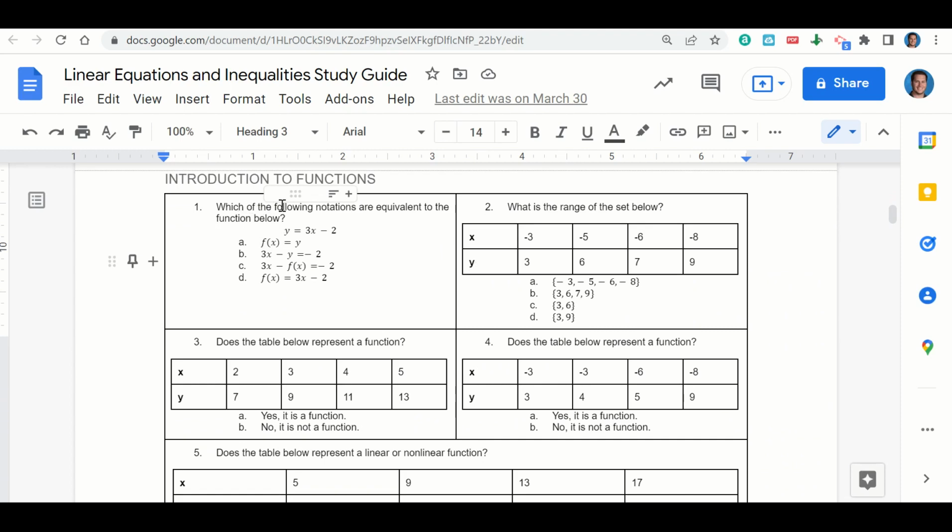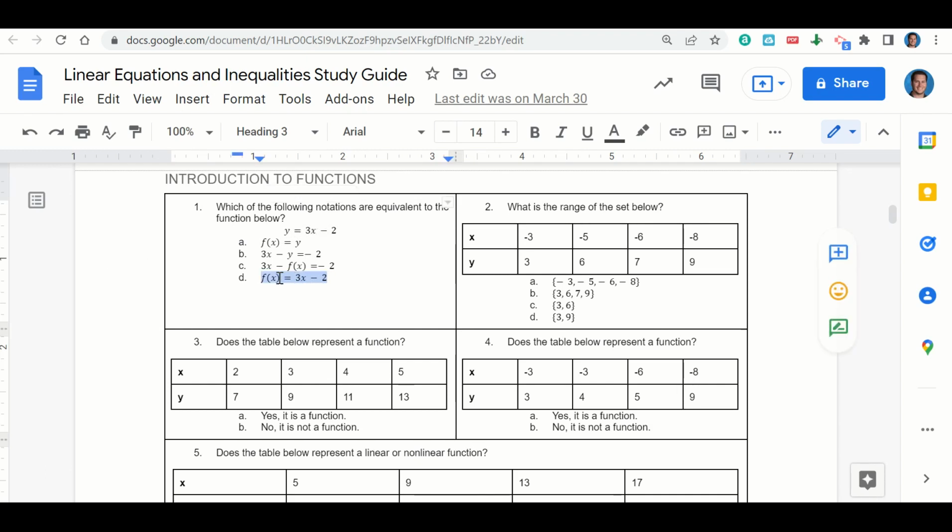It says, which of the following notations are equivalent to the function below? y equals 3x minus 2. Well, if we remember back to our Introduction to Functions assignment, we should recognize that y and f of x mean the exact same thing. So I can change y to be f of x. So it'll be f of x equals 3x minus 2, which is this one here.